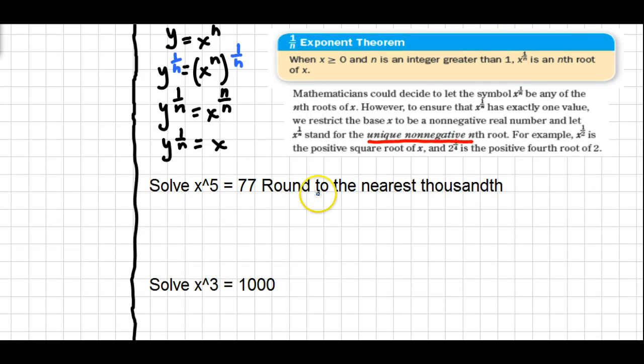Notice how here it says round to the nearest thousandth. This would have to be a graphing calculator question. So as soon as they ask you to round, you know that you can use your calculator here. So we've got x to the 5th power, and we're trying to get to 77. We're trying to solve for x, or isolate the x.